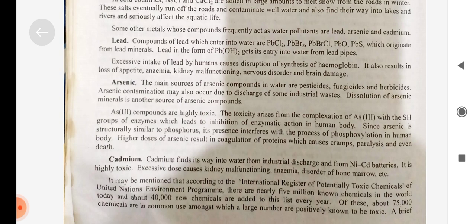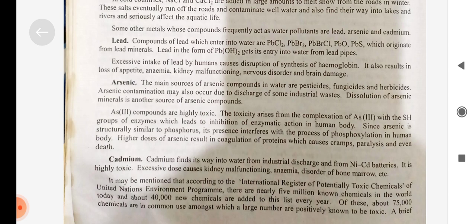Lead. Compounds of lead which enter into water are PbCl2, PbBr2, PbBrCl, PbO, PbS, which originate from lead minerals. Lead in the form of Pb(OH)2 gets entry into water from lead pipes. Excessive intake of lead by humans causes disruption of synthesis of hemoglobin. It also results in loss of appetite, anemia, kidney malfunctioning, nervous disorder, and brain damage.